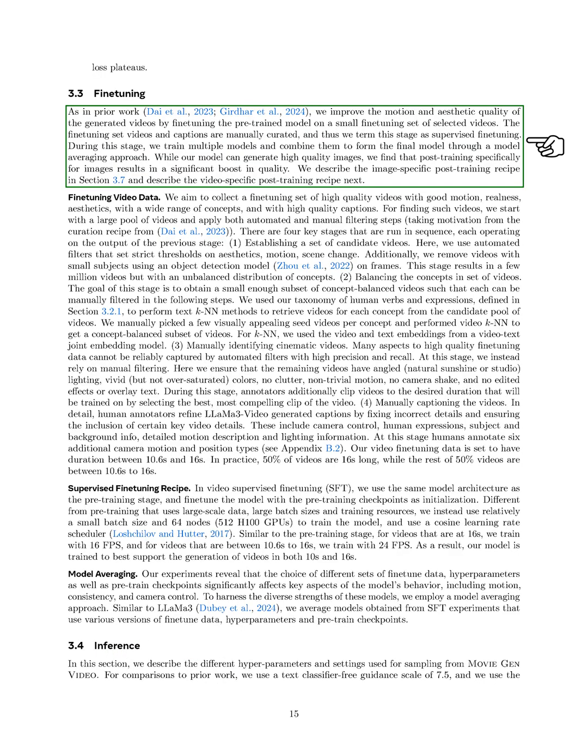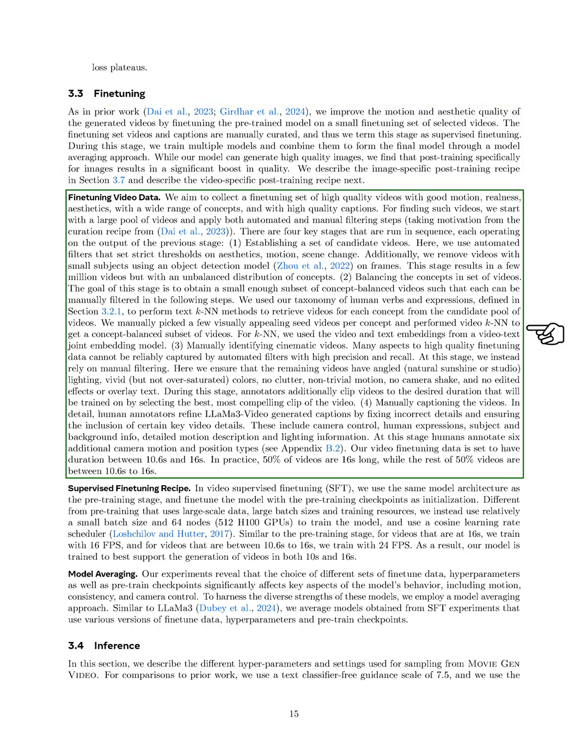For fine-tuning, we enhance the aesthetic quality of the generated videos by fine-tuning the pre-trained model on a small set of carefully selected videos. This fine-tuning set is manually curated, and we refer to this stage as supervised fine-tuning. During this phase, we train multiple models and combine them through a model averaging approach. While our model generates high-quality images, we find that post-training specifically for images significantly boosts quality.